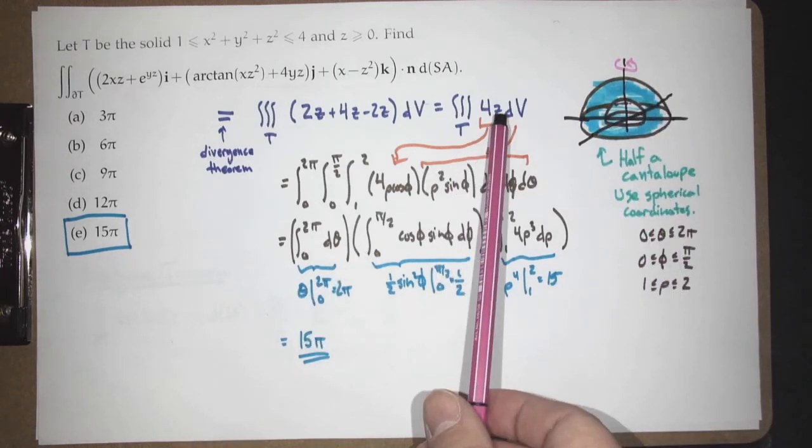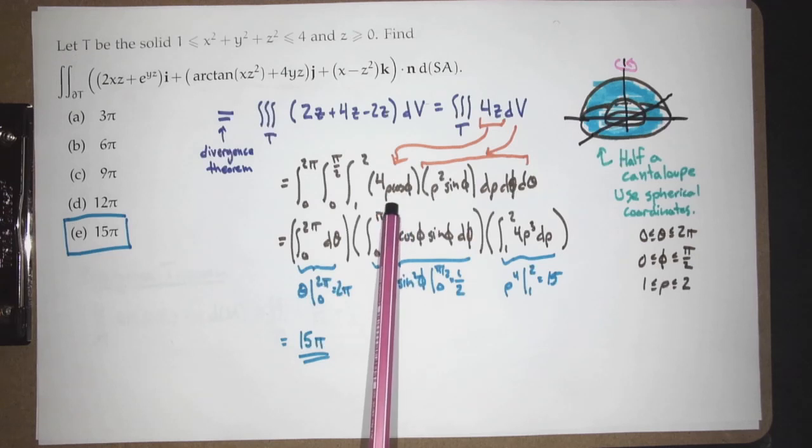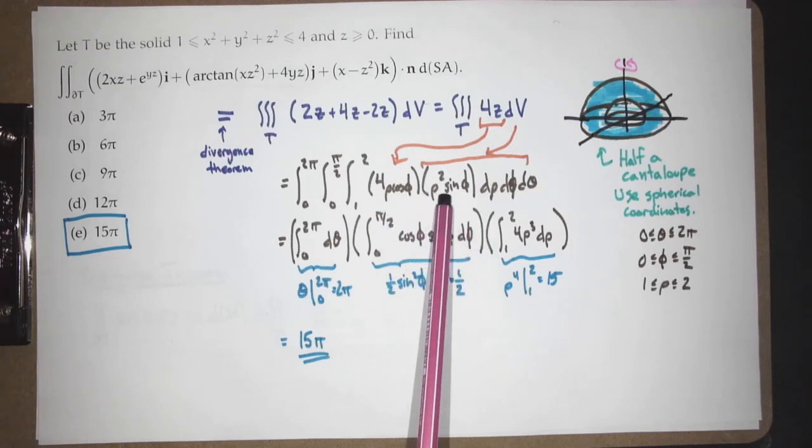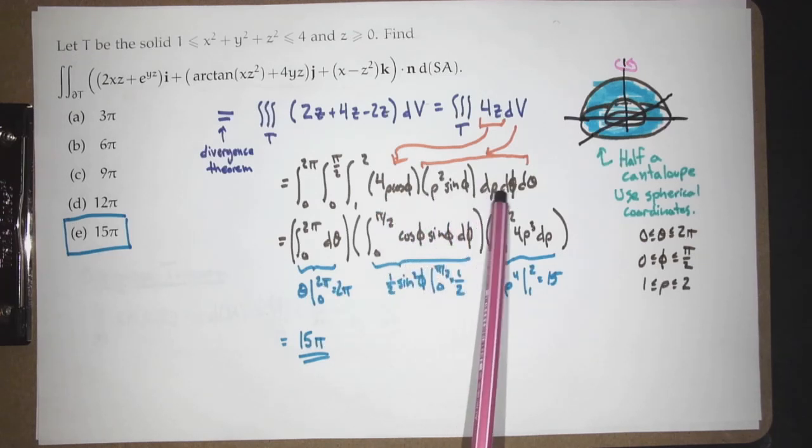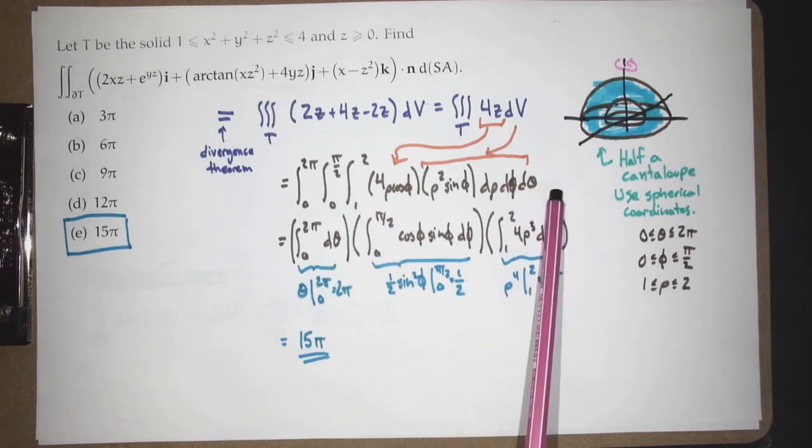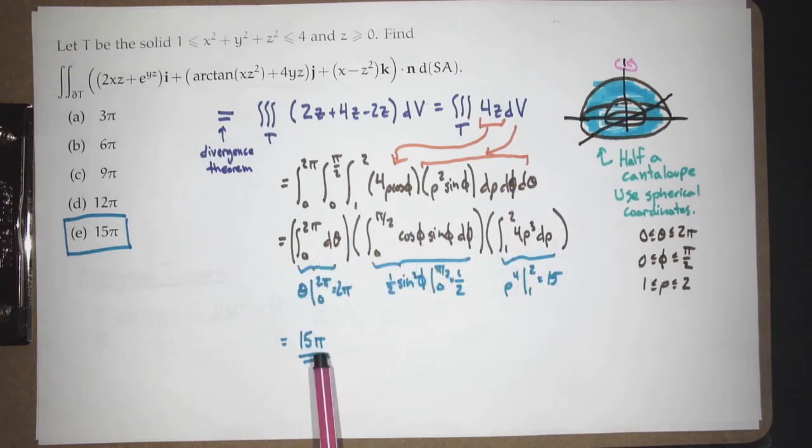And so you update: your 4z becomes 4 rho cosine phi. You've got your rho squared sine phi, d rho d phi d theta, right? And then you just break it up and life is not too bad. All right. So, a little bit of work, but not too bad.